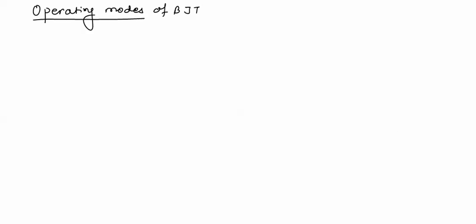Operating modes are decided by looking at the input and output terminals. Up to now we have shown only biasing. Now I will show the input and output terminals of a BJT. We will see one example and then we'll see the operating modes of BJT.